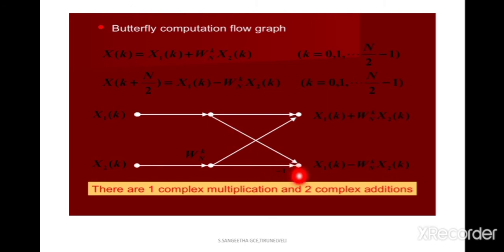Next, at this point we have minus 1 computed here. Here we have X1 of k, and X2 of k into W_N^k. Here we have a minus symbol, so minus X2 of k W_N^k, which will be added along with this X1 of k. So the value will be X1 of k minus W_N^k X2 of k. So this is the butterfly computation flow diagram.